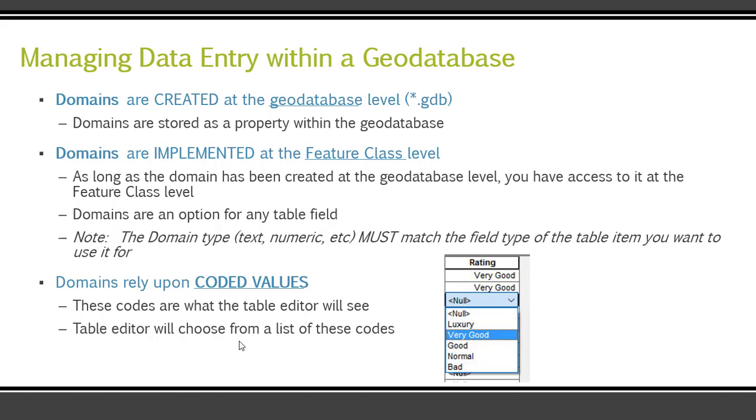And your domains rely upon what's called coded values, and the code is what the table editor will see, but the code doesn't need to be a number. The code can actually be the same as what gets stored in the database, or the code could be a numeric number, but what the user sees is text that describes that number. So regardless, the drop-down list is what the person will see, and then the person who set up the domain drives what gets stored in the database in the background, whether it's just a duplicate of what the person sees in the drop-down list, or if the drop-down list is actually a description of a coded value that gets stored in the database.